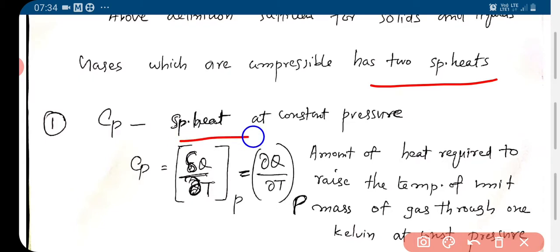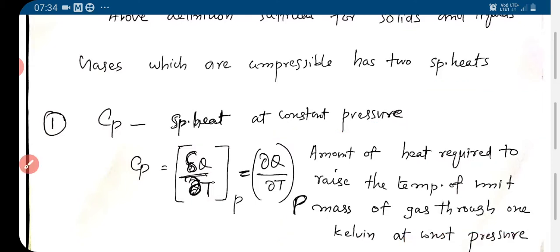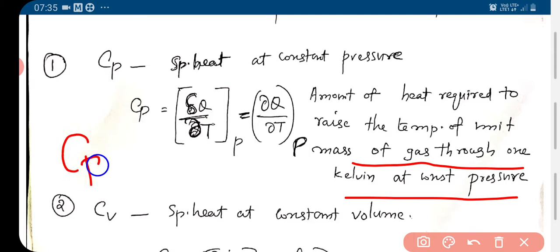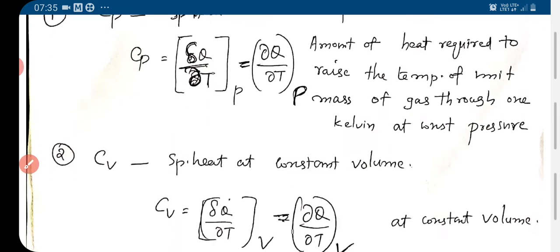One is specific heat at a constant pressure, which is Cp equal to delta Q by delta T, or dou Q dou T at a constant pressure. It is the amount of heat required to raise the temperature of unit mass of the gas through 1 Kelvin at a constant pressure. So this is Cp.